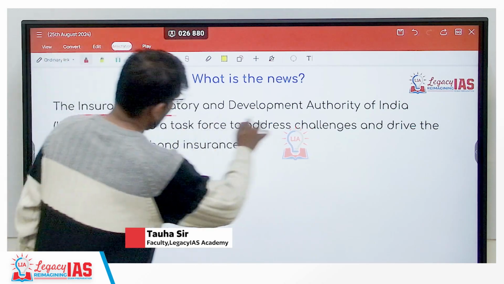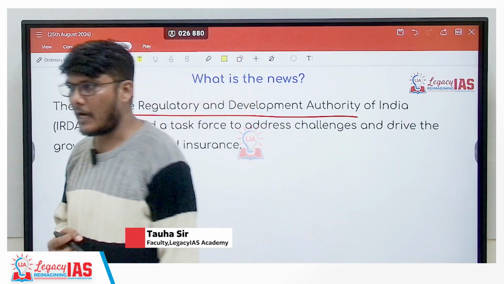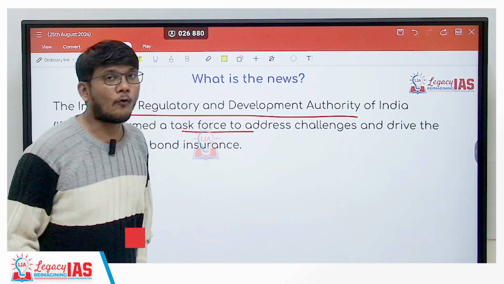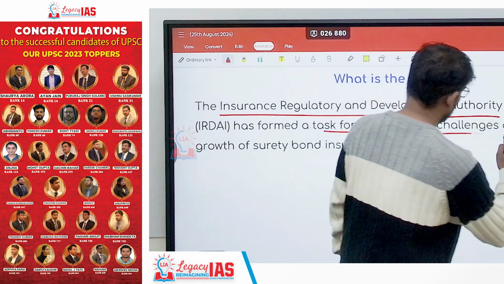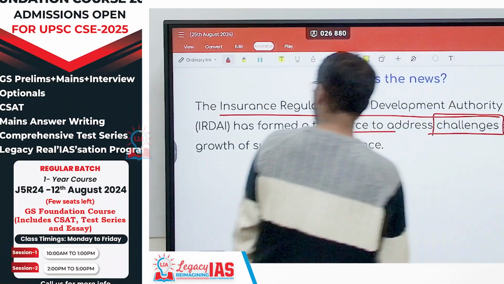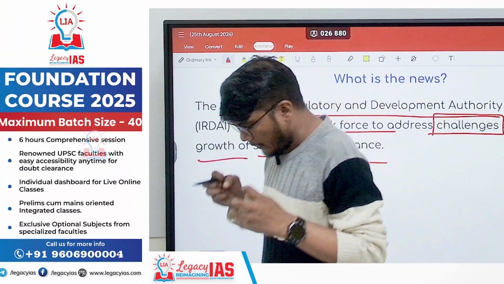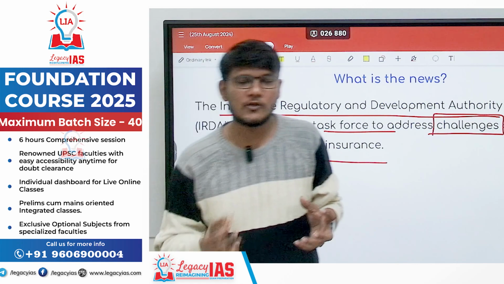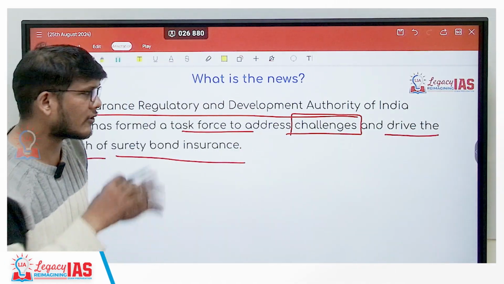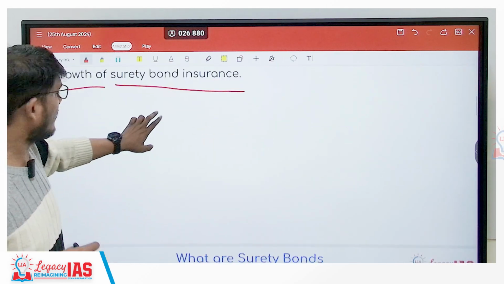So basically the IRDA, that is the Insurance Regulatory and Development Authority of India, IRDAI, has formed a task force for addressing the challenges in the surety bonds insurance as well as to drive the growth of the surety bond insurance. So surety bond insurance is a particular sector in which there are certain challenges. To address them, a task force has been formed, and the other objective of the task force is also not just to address the issues but also to drive the growth in the surety bonds market.